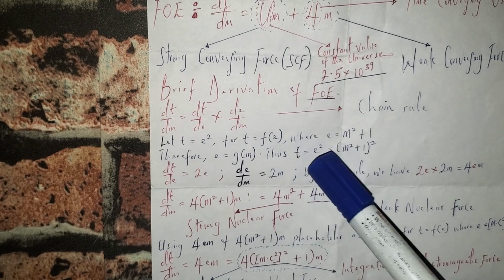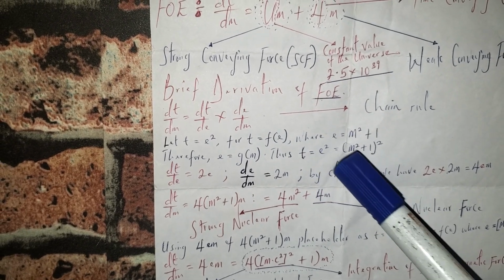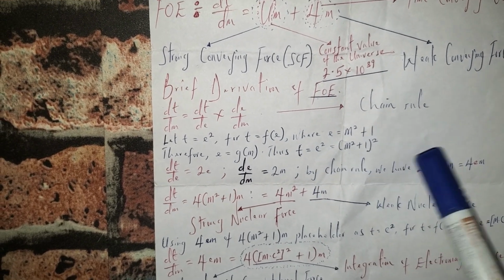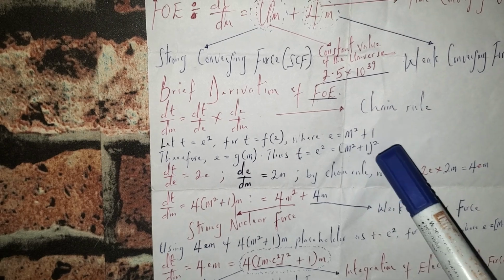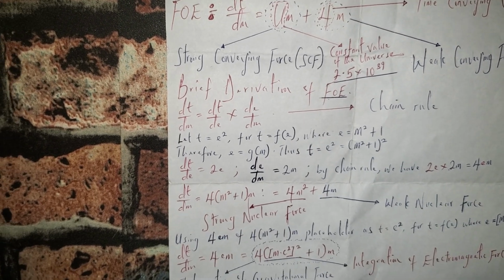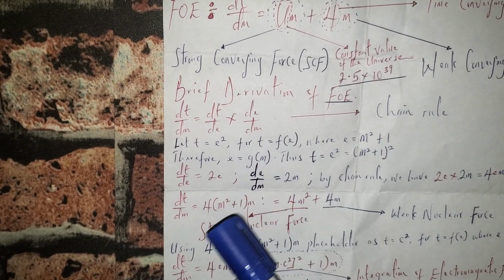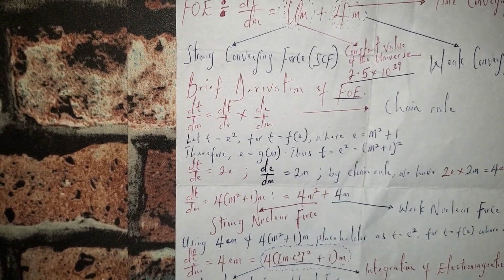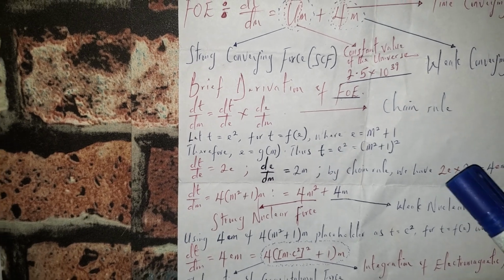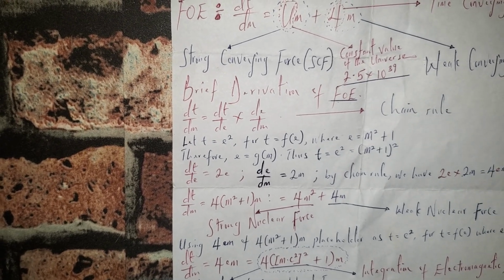So thus T equals E raised to power 2, equals, we open bracket, square, inside it we have M square plus 1. Now to derive the T, the E, we have it to be 2E. To derive the E, the M, we have it to be 2M. By chain rule, it will be 2E times 2M. We have it to be 4EM.